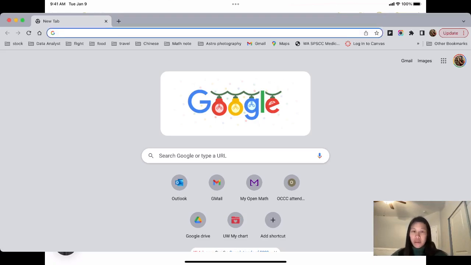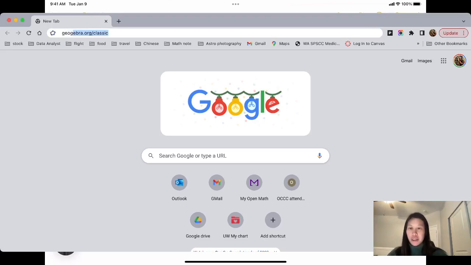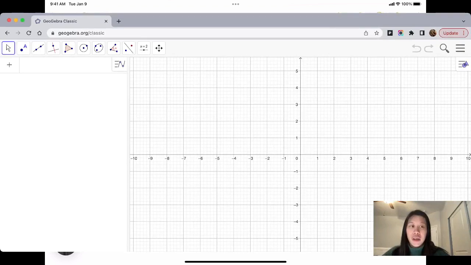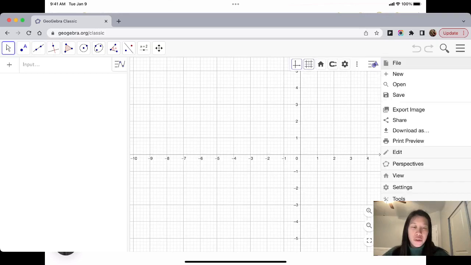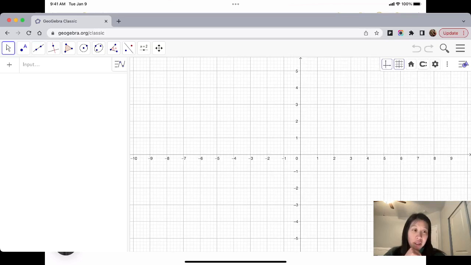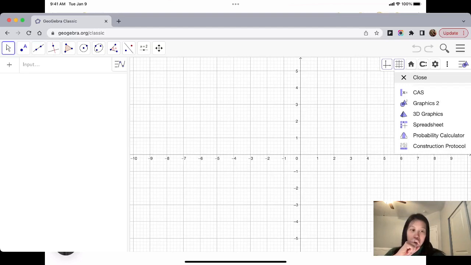When you open Google, you type in GeoGebra and it will give you GeoGebra Classic. Make sure that you choose the classic one. And then on the upper right, you will see a sandwich, which is three lines, and below the sandwich there's a triangle and circle, and next to it you will see three dots. You press the three dots and add a spreadsheet.